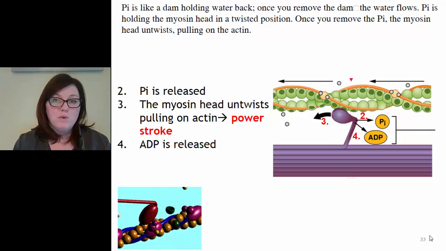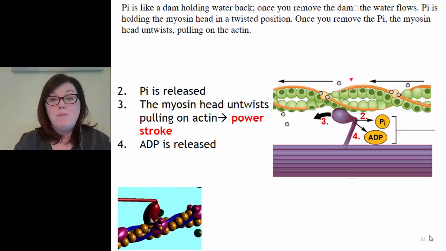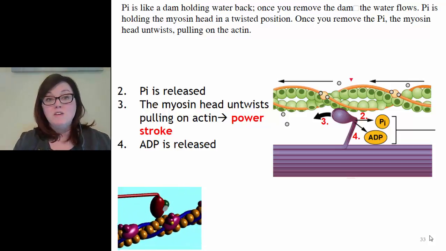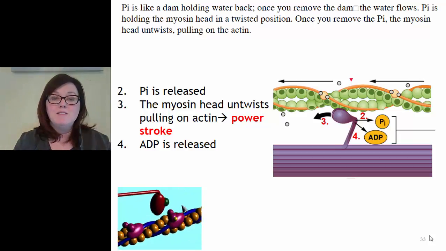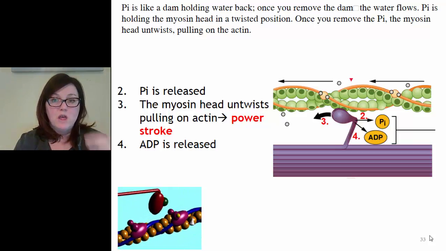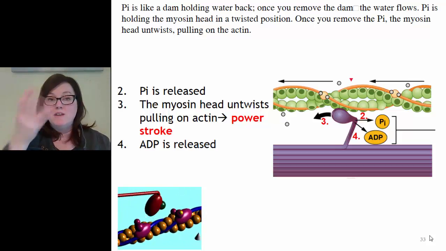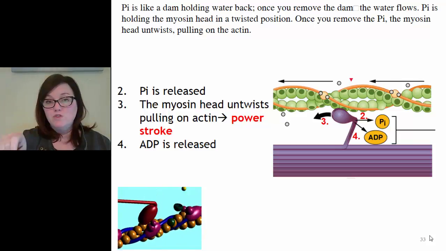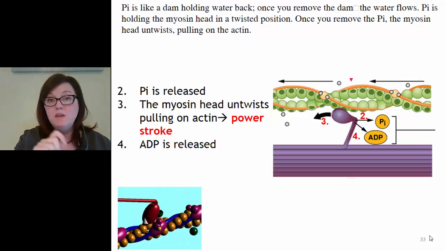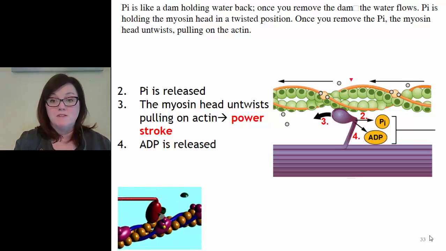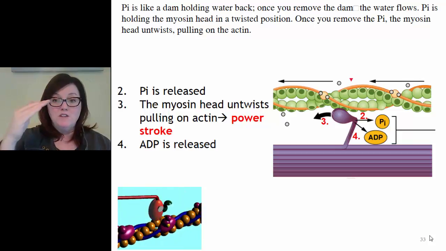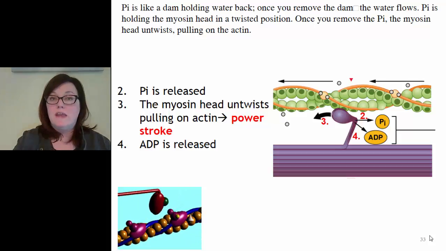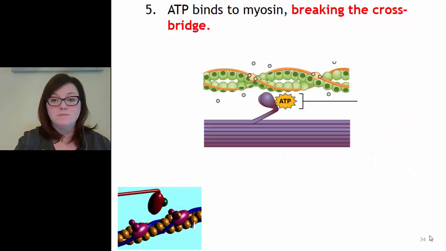So the phosphate group was like a dam holding back water. Once you remove the dam, the water's going to flow. So the phosphate was a pin holding the myosin head in a twisted high energy position. And once you pull out that pin, the myosin untwists, pulling on the actin. Okay? After the power stroke occurs, ADP is then released from the myosin head. Right? So phosphate falls off, myosin pulls on actin, and then ADP falls off.